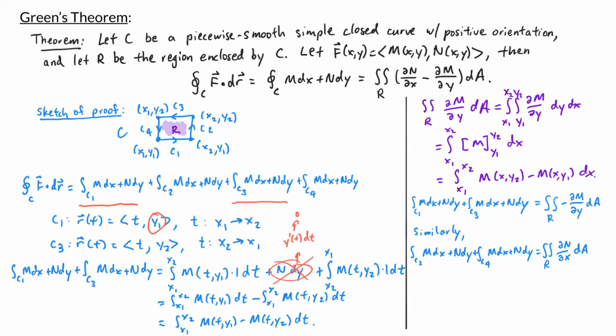Putting those two parts together, we see that on this rectangular region, Green's theorem is true. We have that the line integral of f dot dr is equal to the double integral of partial derivative of n with respect to x minus the partial derivative of m with respect to y over the region R. Now we want to generalize this theorem for curves of different shapes.